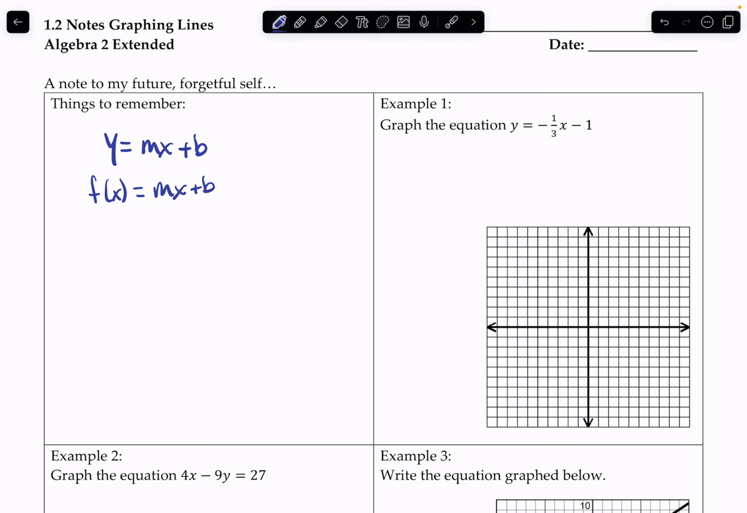Things that we need to remember, I always start with the b, so I always graph b, which is our y-intercept, first, and then we're going to graph the rest using slope.